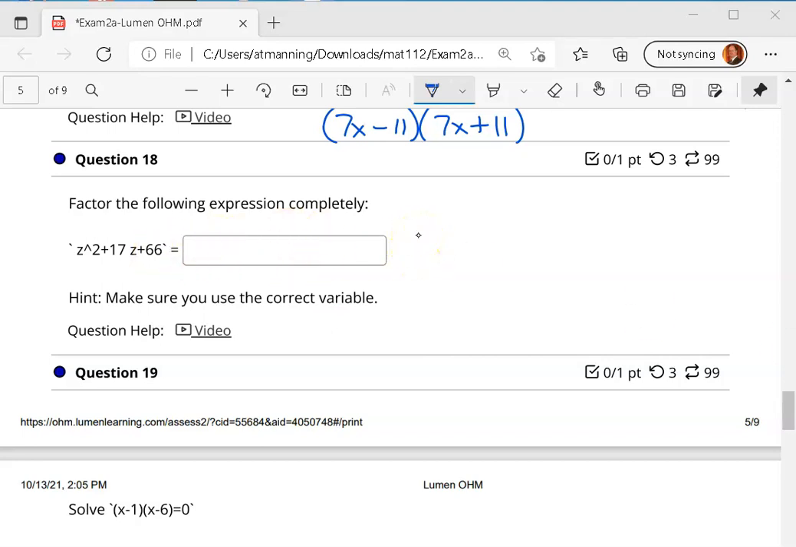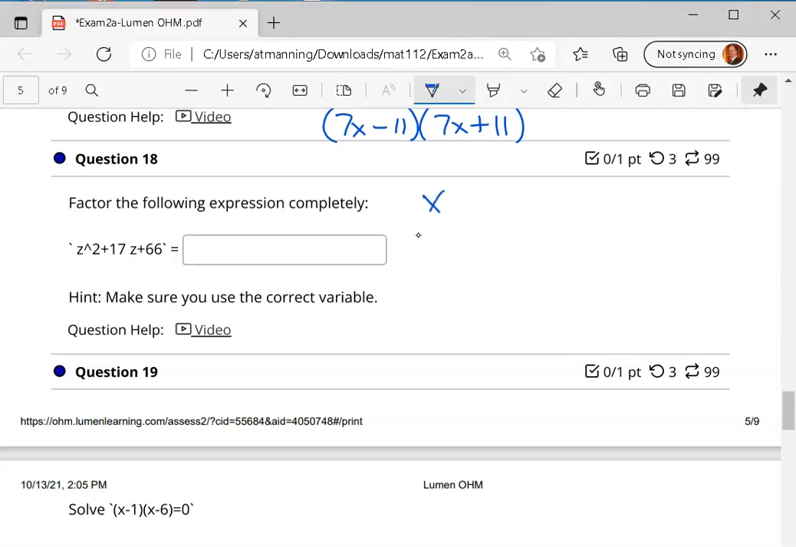Come over here. Let's write it out normally. I don't know why that came out funny. It's a z squared plus 17z plus 66. Well, that goes back to our regular. Two numbers multiplied gives us 66, added together gives us 17. Well, 66 is 1 times 66, 2 times 33.